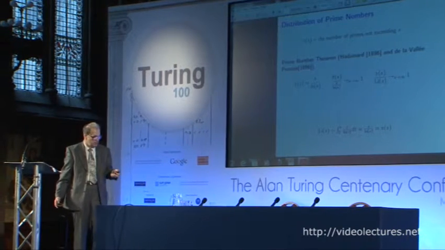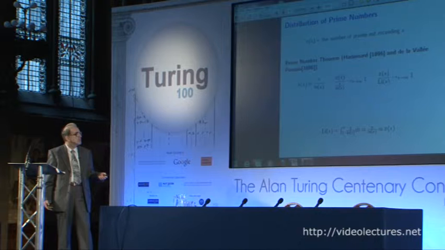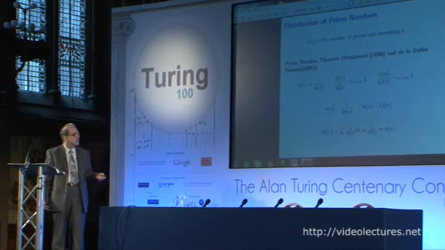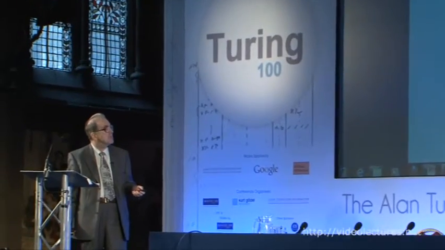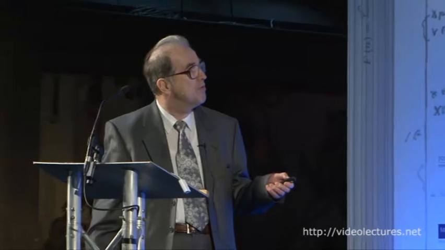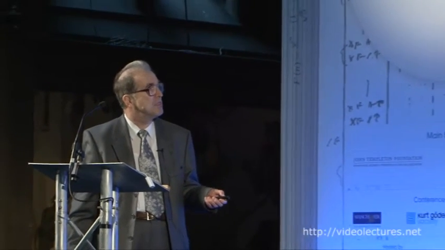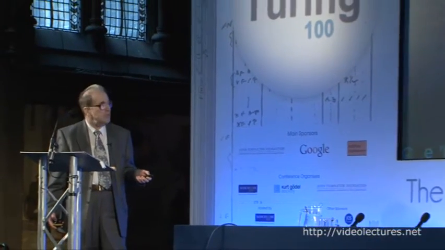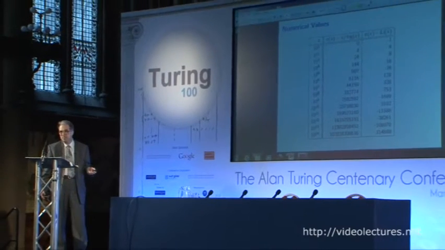But the situation changes if we, instead of ratios, start to consider differences: pi of x minus x divided by log of x, and pi of x minus the logarithmic integral of x. And here is just a table, and you can see first, that these differences are much greater in absolute value than these differences. And also, all these differences are somehow negative. Why?